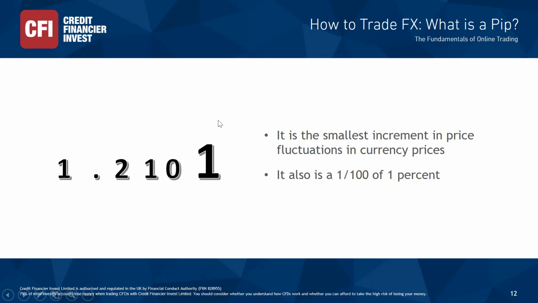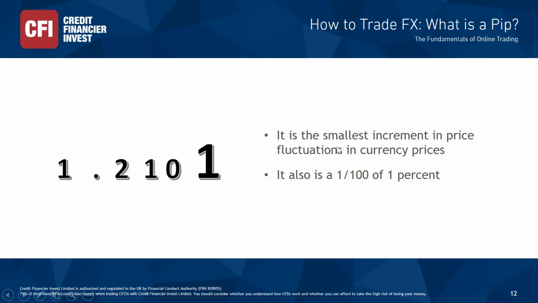So let's say, for example, you look at the price of the euro versus US dollar, and the price goes up to, let's say, 1.2111, then it would have been 10 pips. If this number 1 goes up to number 2, then the price of euro versus US dollar went up by 1 pip. So just bear in mind that a pip is the fourth decimal. Then the third decimal would be 10 pips, the second decimal would be 100 pips, and the first decimal would be 1,000 pips.